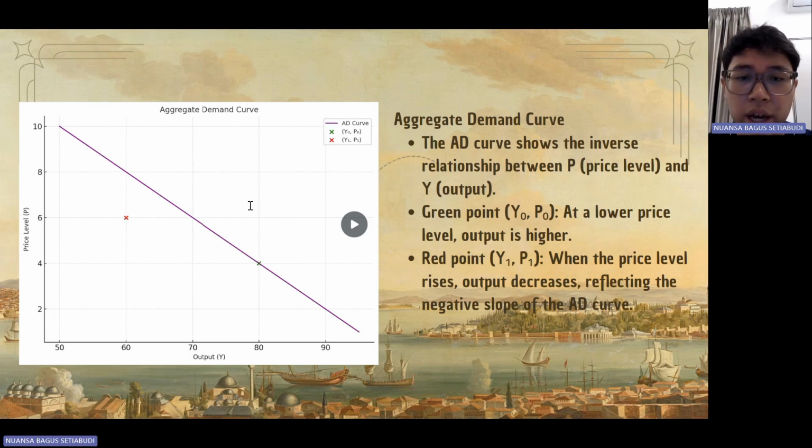So in summary, the AD curve shows that as prices rise, output decreases due to the combined effects of reduced consumption, investment, and net exports. This inverse relationship is fundamental to understanding macroeconomic behavior in the economy.